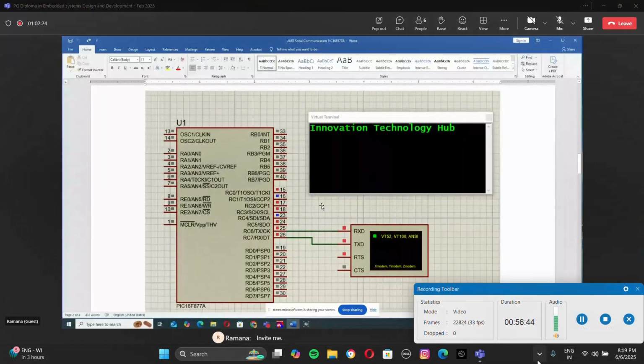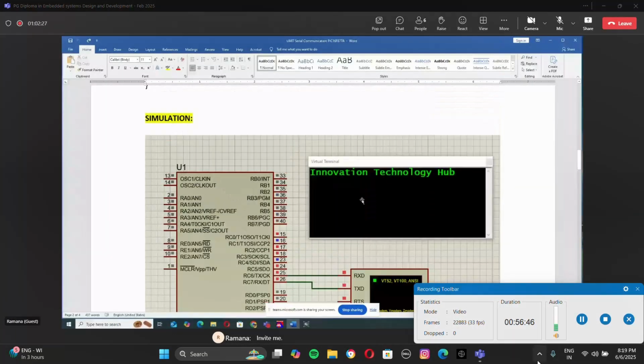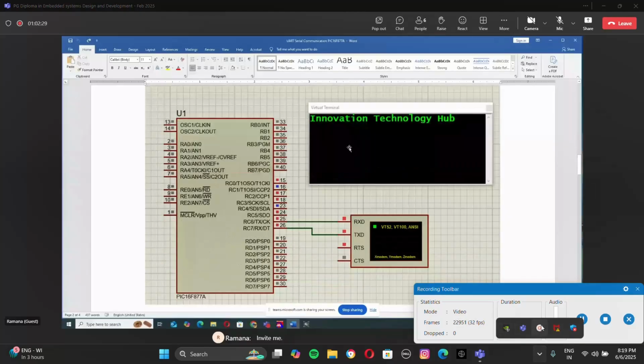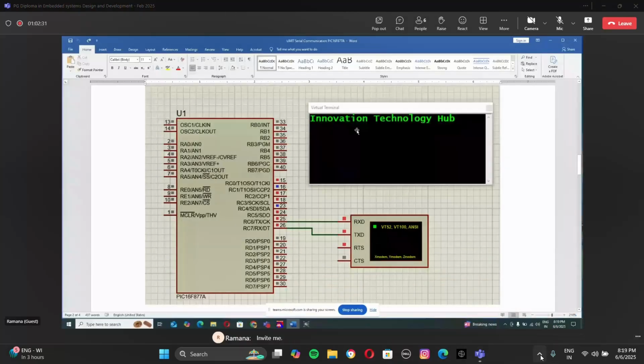This virtual terminal will display here. This is one type of telecommunication.